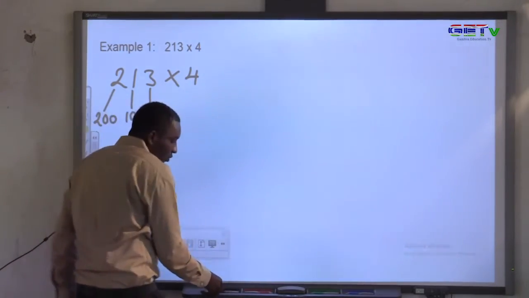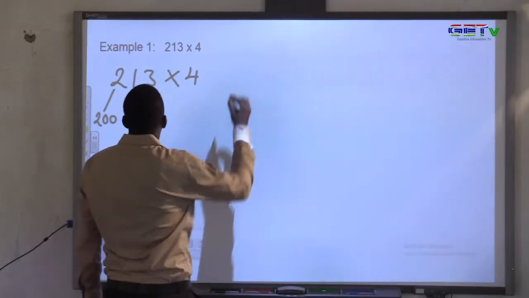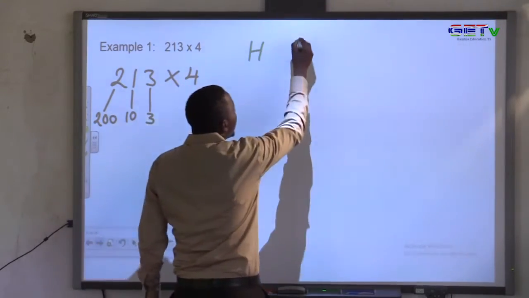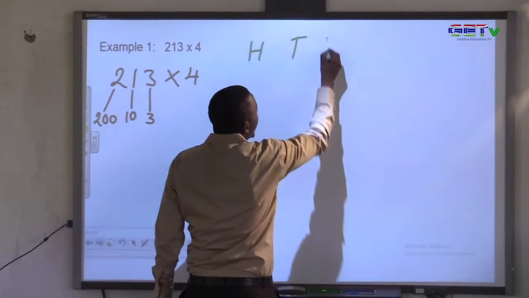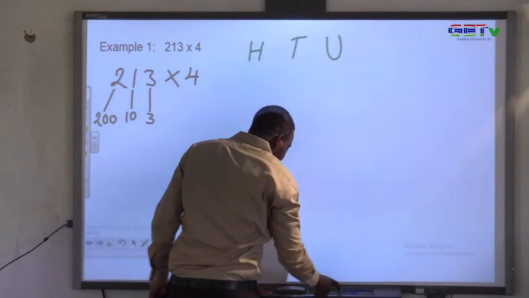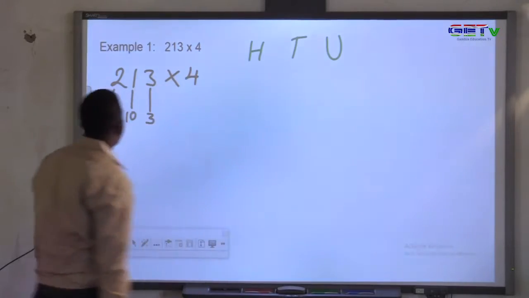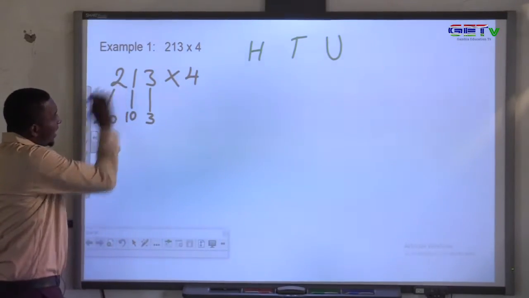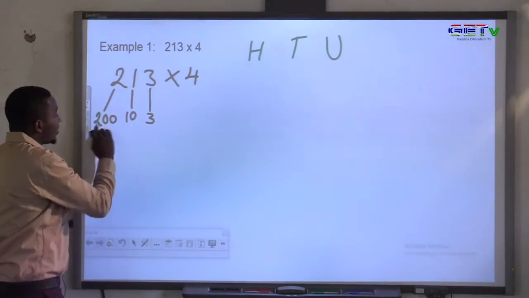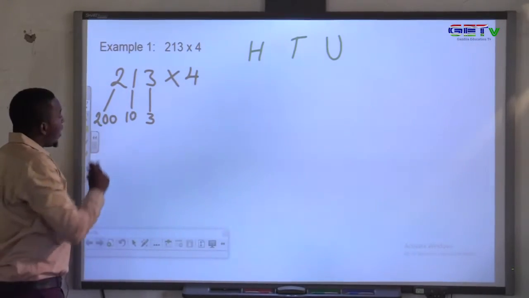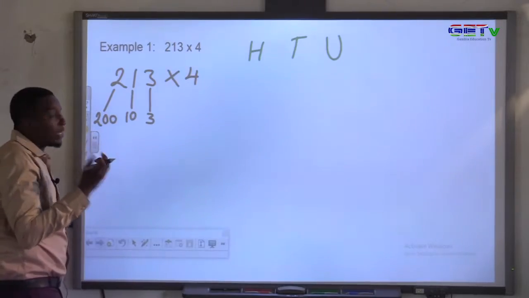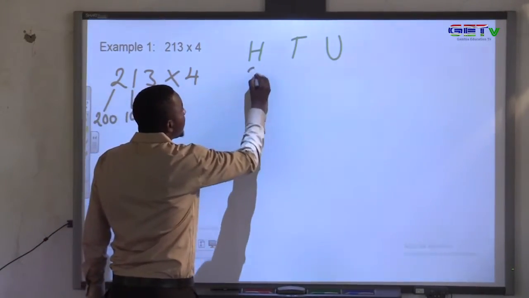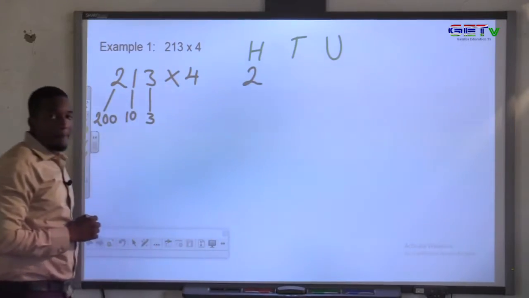So we draw our table. We'll have the 100th column. Then we have the 10th column. And we have the unit column. Let's continue. If you look at the value of 2, we said is 200. How many hundreds are in 200? We have only 2. So we are going to write 2 under the 100 column.